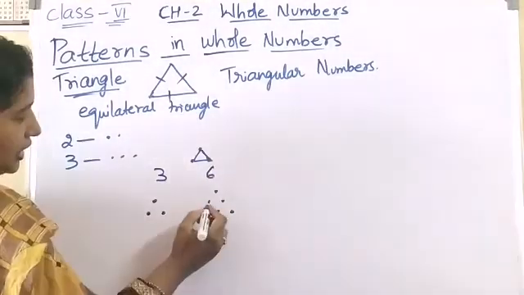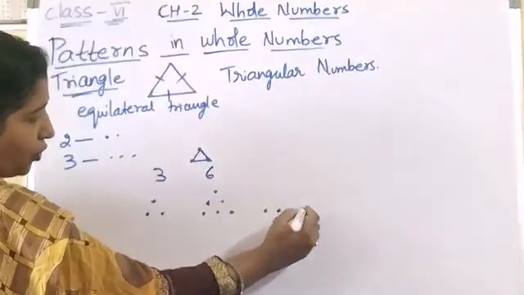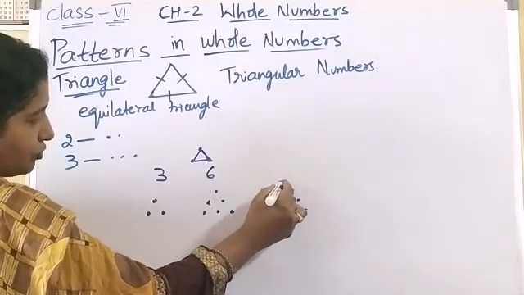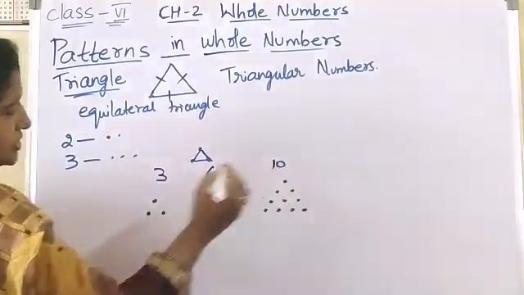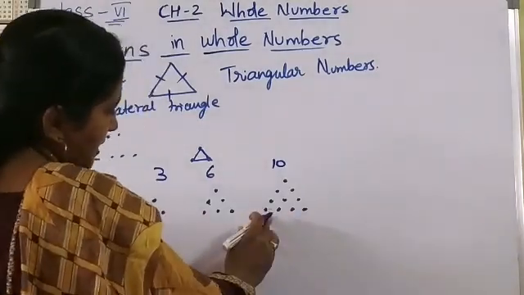Right? For the next number, how much base did I take? 3 dots. Next I will take 1, 2, 3, 4 and in the middle 1, 2, 3, then 1, 2, then 1. Count: 1, 2, 3, 4, 5, 6, 7, 8, 9, 10. So what is the next triangular number? 10. Coming to the next, we will take a base of 4 numbers.